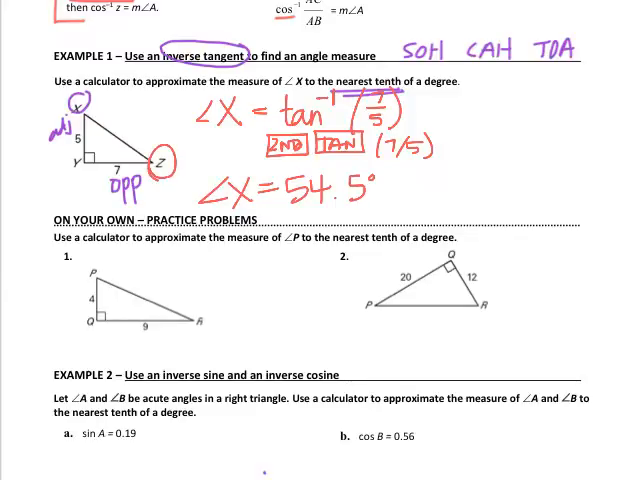So angle x is 54.5 degrees, and if you were able to find that one, then you could find z just as easily, because remember, these two acute angles have to equal 90 degrees, because this one is 90 and the whole triangle has to add up to 180.